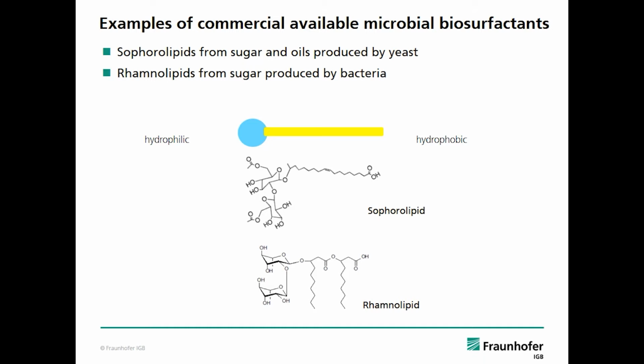In this slide, I want to show you two bio-based surfactants that are produced by microorganisms and are commercially available. The first molecule is sophorolipid, which can be produced by yeast strains. The second molecule is rhamnolipid, which is produced by bacteria. Both molecules belong to the glycolipids because they have a hydrophilic sugar part and a hydrophobic lipid part.